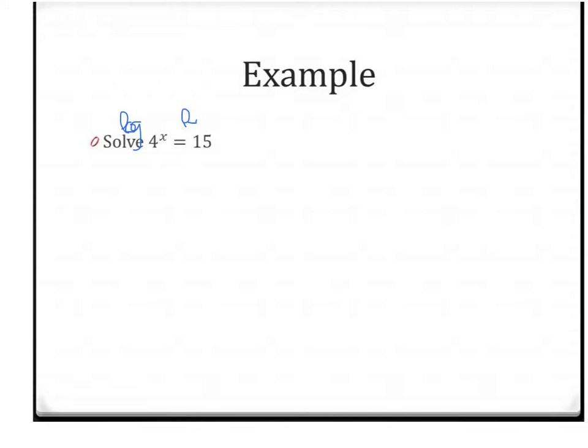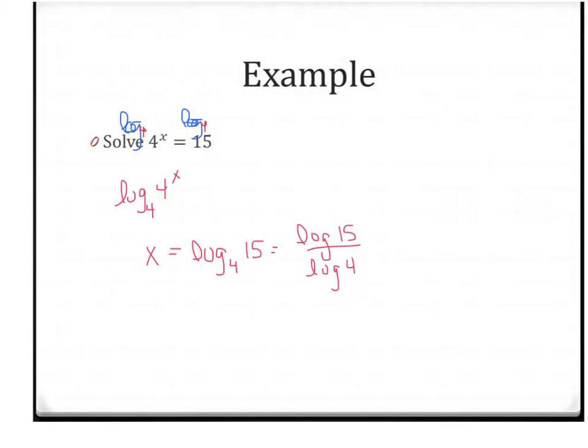So the question becomes, what base do I take it to? All right, so what do you think? I'm thinking base 4. Because if we have log base 4 of 4 to the x, based on what I had you write down at the very beginning of the section, what is that? That is just x. And so the other side then is log base 4 of 15. And if we use our change of base, that's log 15 over log 4, using a base 10 there.